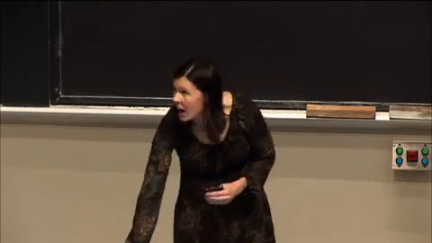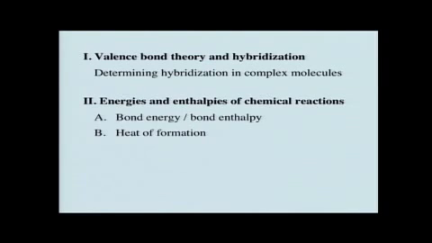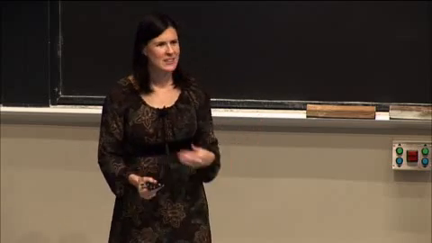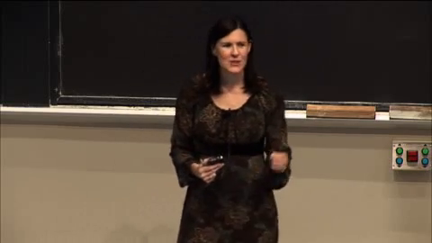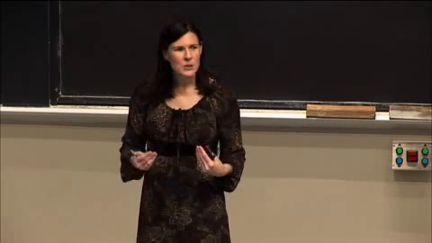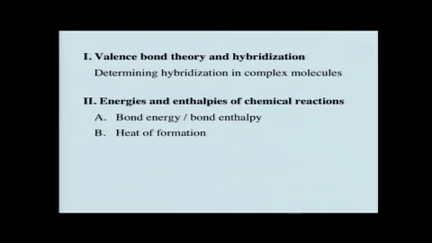All right, so let's get to today's topics. We're going to finish talking about valence bond theory and hybridization. What we've already done is cover all the theory behind how hybridization works and behind how valence bond theory works. But what we haven't covered is how we actually solve problems in a really quick way. So we're going to do that. This is going to be a more practical lesson in hybridization. And once we do that, we'll move on to talking about energies and enthalpies of chemical reactions.